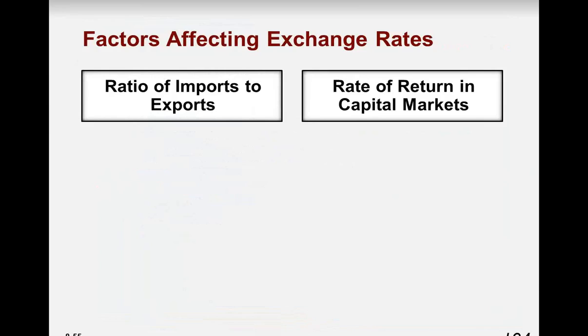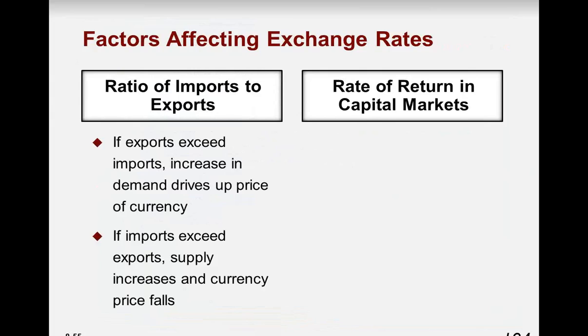So what does affect exchange rates? The ratio of imports to exports and the rate of return in those capital markets. So the currency rate changes daily. I mean, it changes more than daily, but you usually convert at a daily rate. So if exports exceed imports, it increases the demand, drives up the price of the currency. If imports exceed exports, the supply increases and currency prices fall.